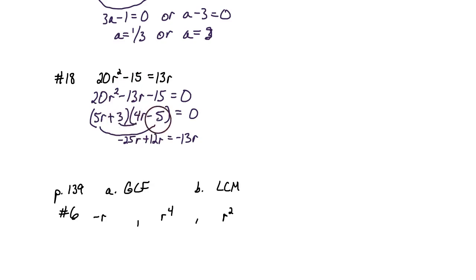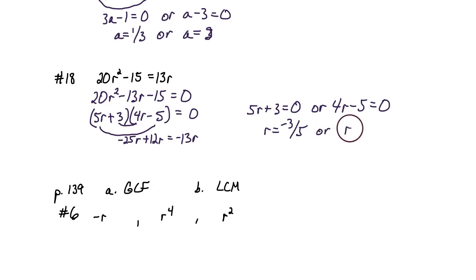If we had put them in the wrong spots, it wouldn't have worked, and we would erase and try them in different spots. Now take each factor and set it equal to 0. Use the word OR to connect them. And solve them both. This is r equals negative 3/5, or this one is r equals 5/4.